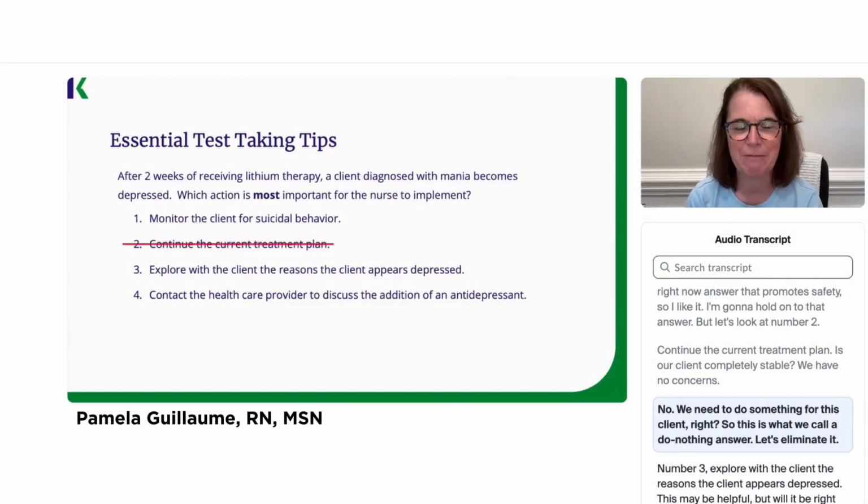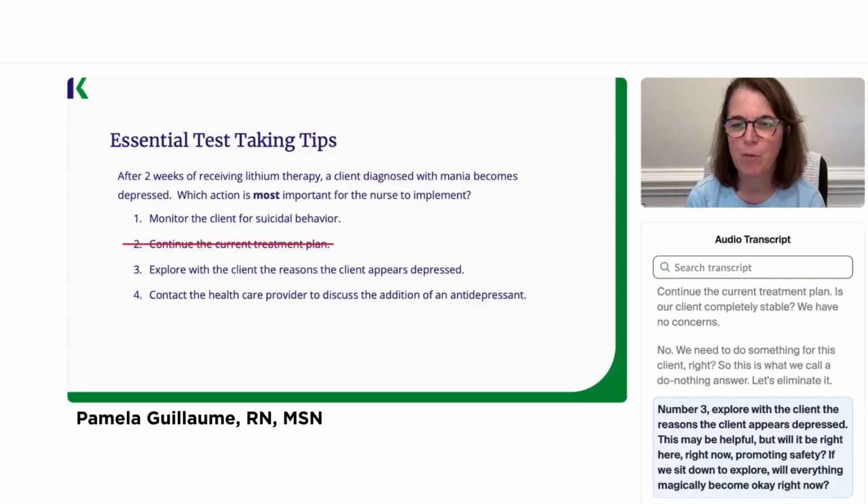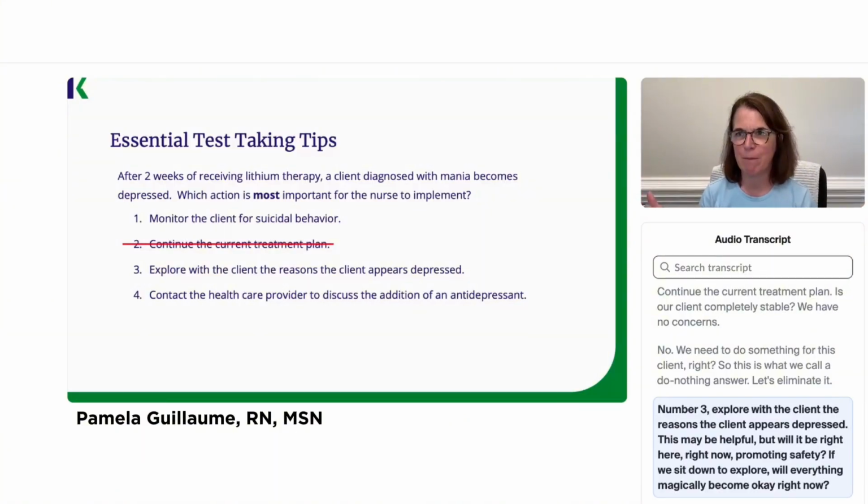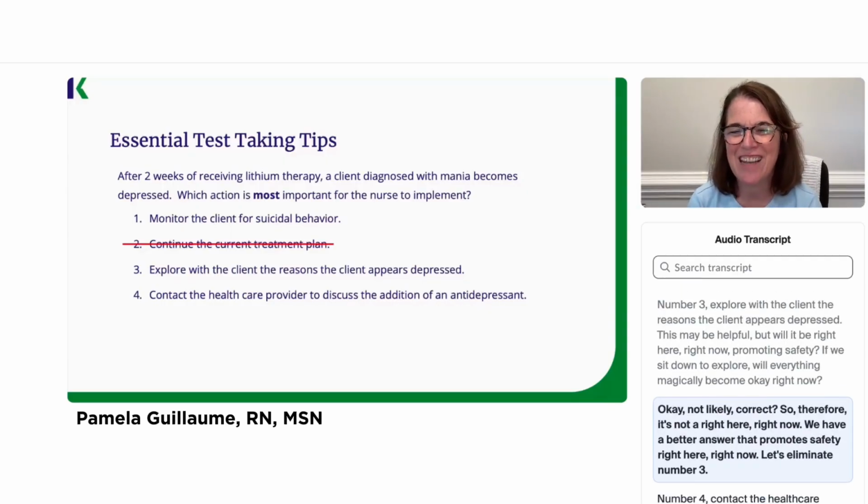Let's eliminate it. Number 3, explore with the client the reasons the client appears depressed. This may be helpful, but will it be right here, right now, promoting safety? If we sit down to explore, will everything magically become okay right now? Not likely, correct? So therefore, it's not a right here, right now. We have a better answer that promotes safety right here, right now.